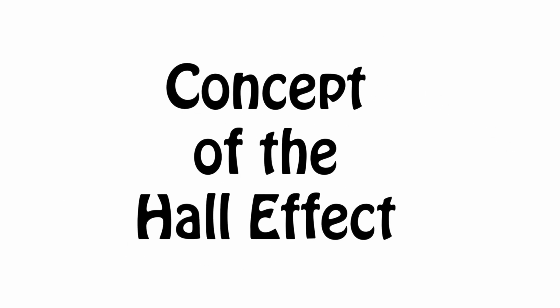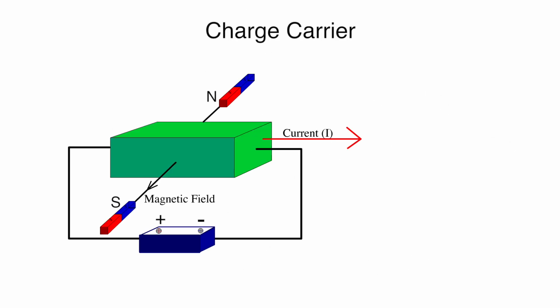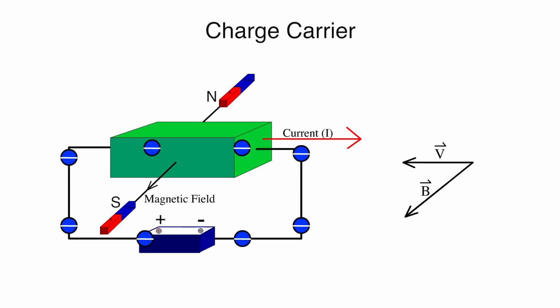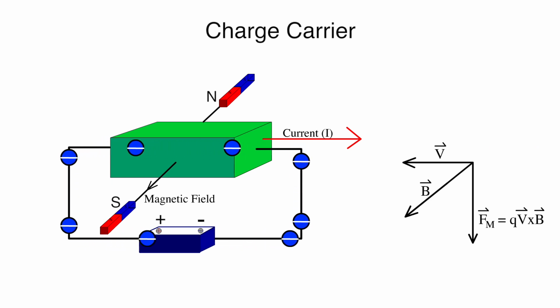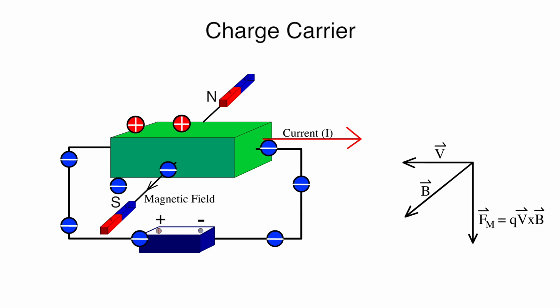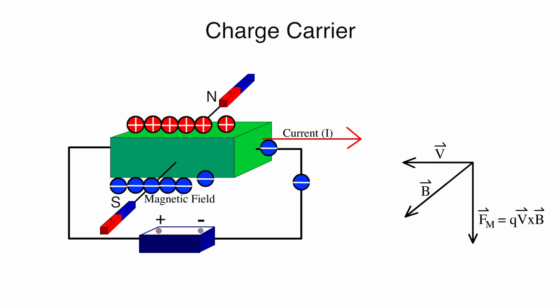Now let's take a look at the concept of the Hall effect. There are many freely moving charge carriers within the conductor. These negatively charged carriers move in the direction opposite to the electric current I. By using the left-hand rule, we find that the velocity is towards the left, and the magnetic field is pointing forward, which leaves the Lorentz force, which is a magnetic force, pointing upward. However, because the carriers are negatively charged, the magnetic force is pointing downward instead. The downward force drags the carriers towards the bottom left. Thus, the negative charges accumulate on the bottom of the conductor, leaving the positive charges on top of the conductor.